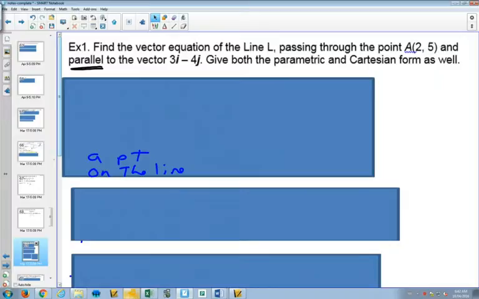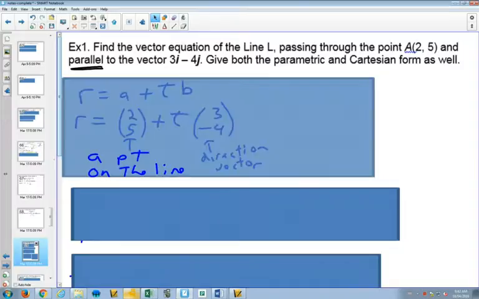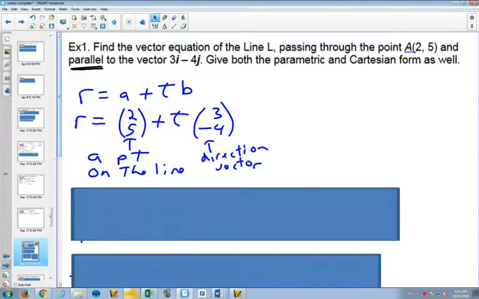So we're going to start with a vector equation of a line passing through the point 2, 5 and parallel to the vector 3, negative 4. So you start off with our vector equation of a line. a, r, and b are all vectors. So we need a random point on the line. Well, we have that. That's 2, 5.